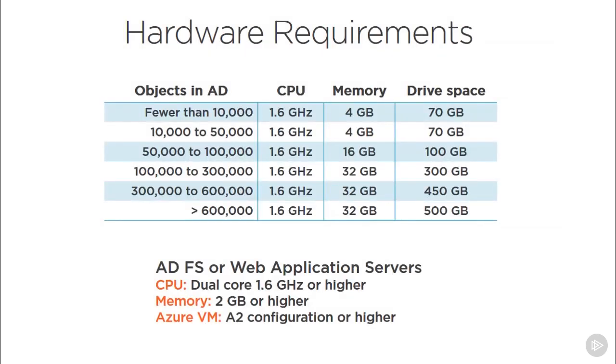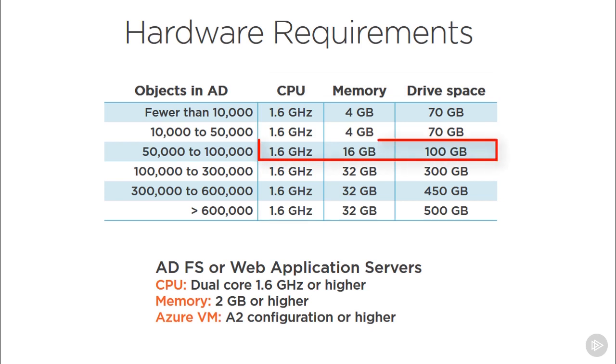A little bit more on the hardware requirements now. Again, back to the number of objects in the Active Directory. That's going to be your driver for the hardware requirements. Fewer than 10,000: CPU 1.6 gigahertz. In fact, if you go all the way down to greater than 600,000, the CPU is 1.6 gigahertz or higher. The memory starts changing. Fewer than 50,000 objects in AD, you have to have 4 gigabytes of memory and 70 gigabytes of drive space. So the big difference between the fewer than 10,000 and then 10,000 to 50,000 is really going to be SQL Server. It's not really CPU, memory or drive space.